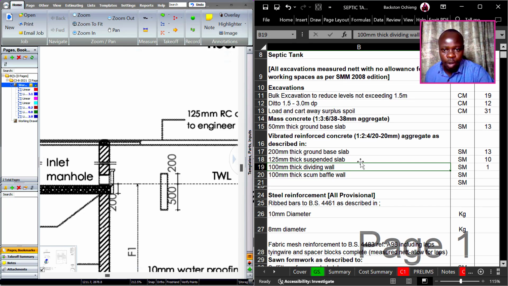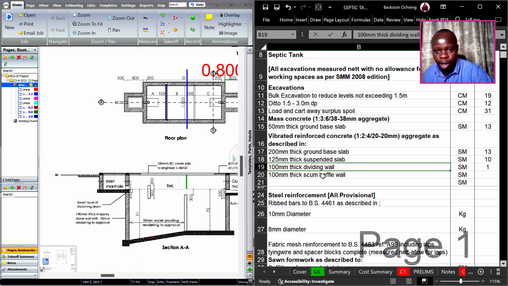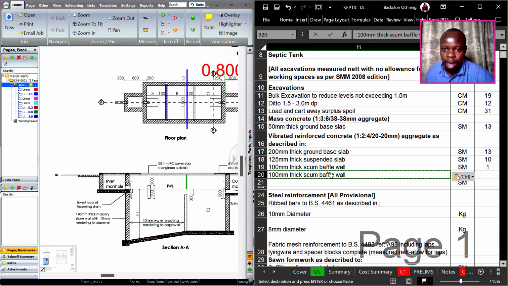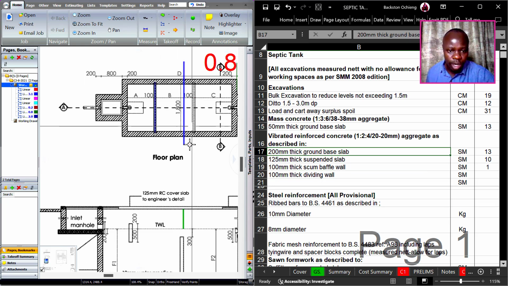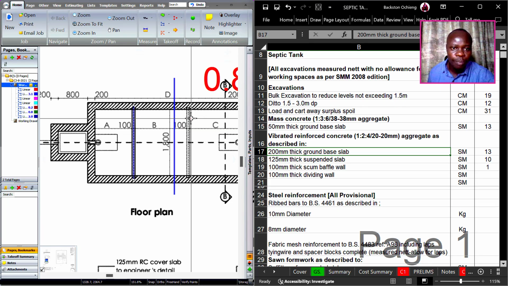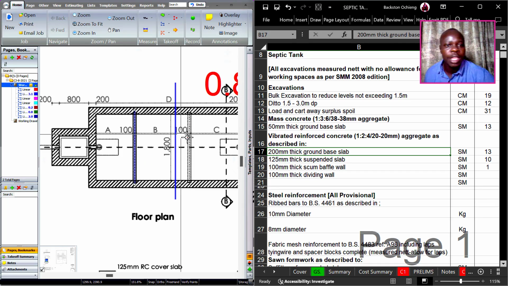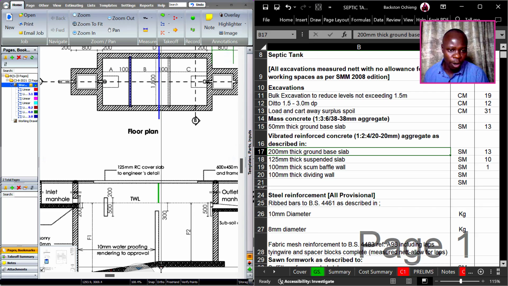Then 100 millimeters thick. Actually, this is a dividing wall. For the dividing wall, the one we have done is the scum baffle, so let's just have it here. And then we also measure the dividing wall. So our dividing wall is this one, in reference to the section. This is the dividing wall, while at the top is also the dividing wall at this point. So their lengths are the same. The length of the scum baffle wall and the dividing wall are typical.